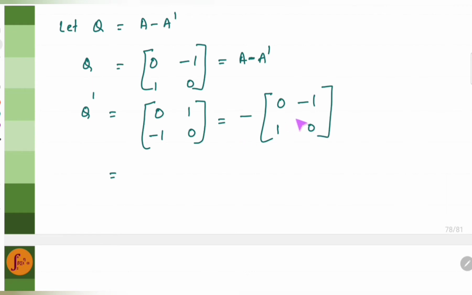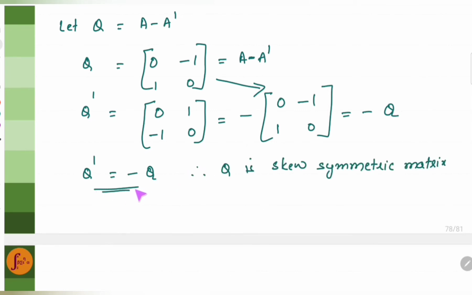So now if you notice, what is this matrix? This matrix is nothing but minus Q. So we got Q transpose is equal to minus Q. Now this satisfies the condition for skew symmetric. Since it satisfies the skew symmetric condition, Q is a skew symmetric matrix. Now what is Q? We assumed that Q is A minus A transpose. So instead of Q, we'll write A minus A transpose is a skew symmetric matrix.